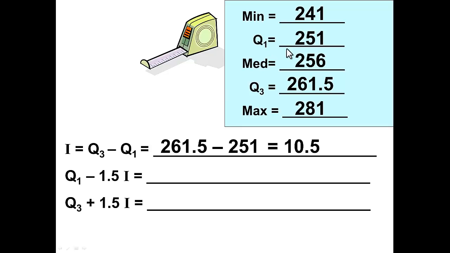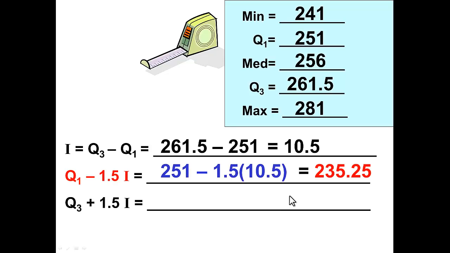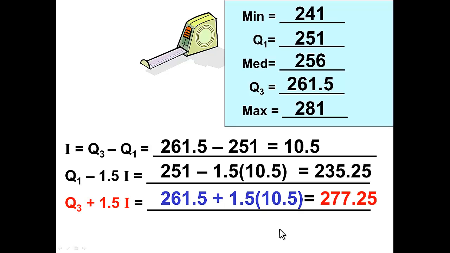What is Q1? 251. What is 1.5? Well, it's still 1.5. And I is that interquartile range we found in the previous problem, 10.5. Now that we've plugged in our numbers, just chug it out in the calculator and we get 235.25. Q3 plus 1.5I will give us our top fence: 261.5 for Q3, plus 1.5 times I, and I is the 10.5. Plug and chug, we get 277.25.